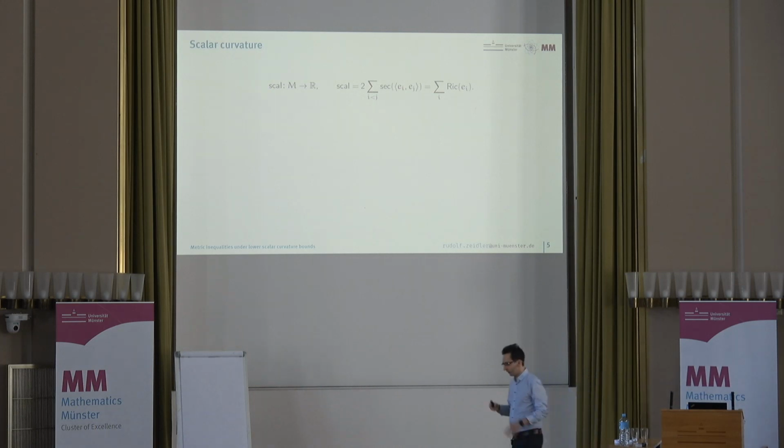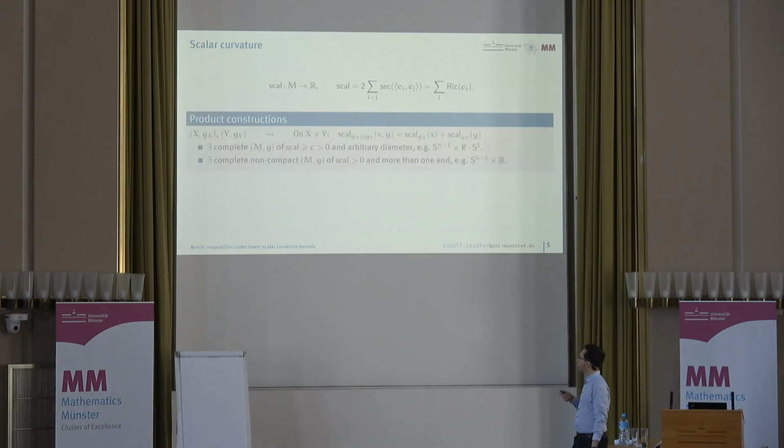And in a sense, the question that I want to address is, well, can you do some sort of distance estimates if you have a bound on the scalar curvature, or can you say something about the structure of non-compact manifolds with a positive lower scalar curvature bound? And here, the first immediate answer is no, because you can do some simple constructions.